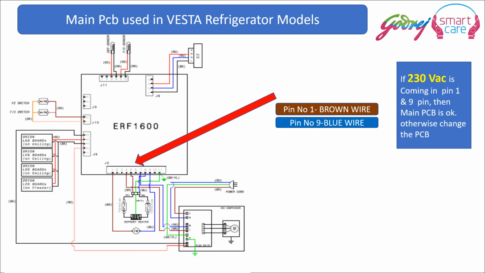Here at the 11 pin connector, pin number 1 brown wire and pin number 9 blue wire. Between these two wires, if you can see 230 volts in pin number 1 and 9, then the main PCB is okay. Here for the main PCB to be okay, pin number 1 and 9 should show 230 volt AC between them.